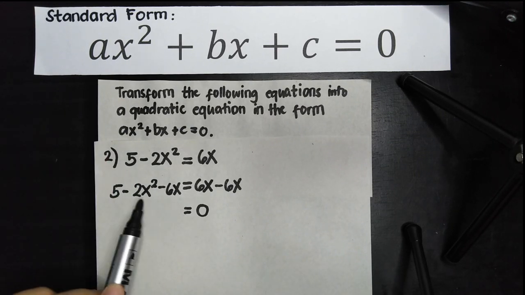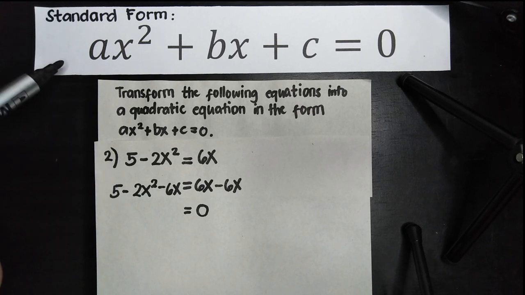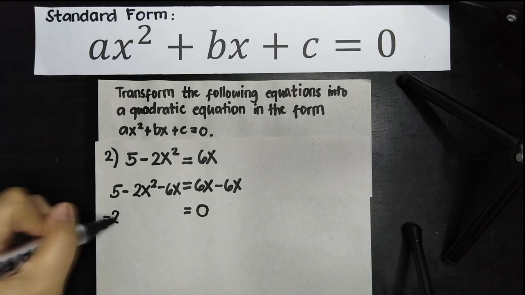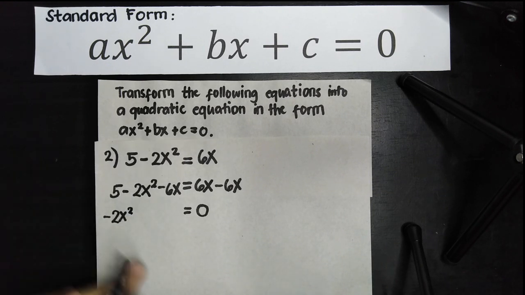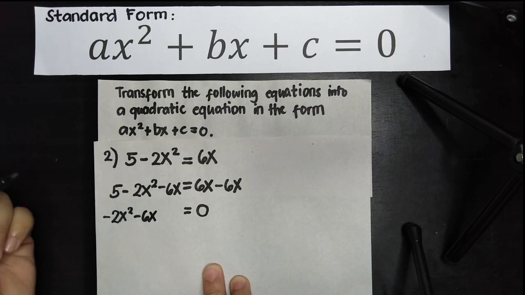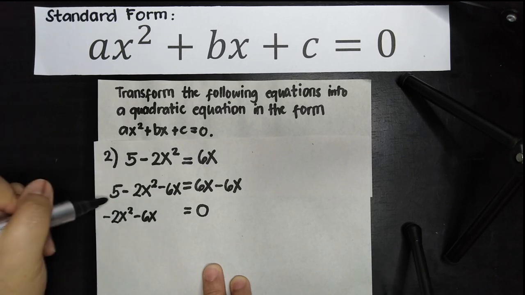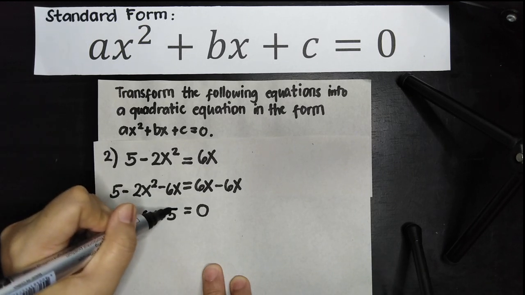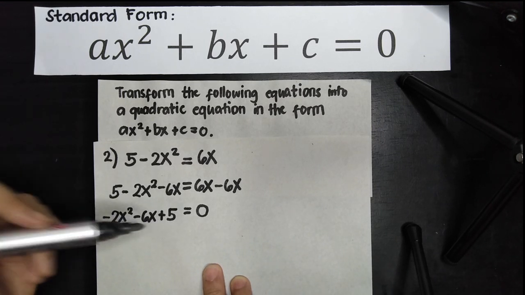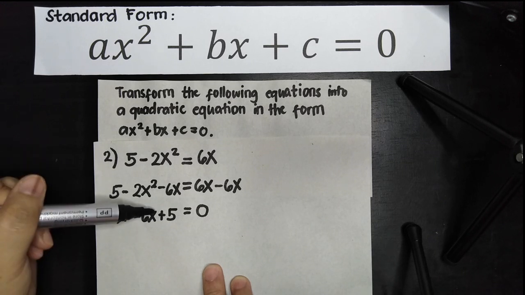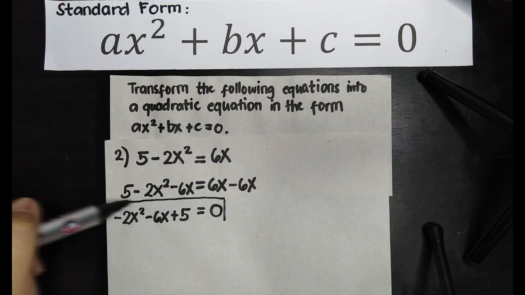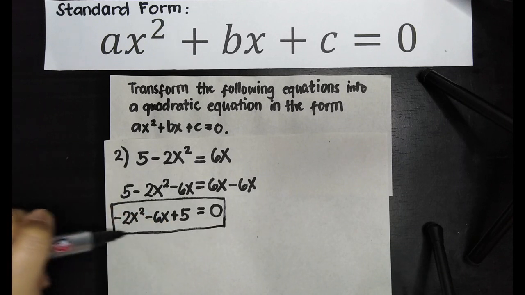Right now, we're going to rearrange these terms. Based on our standard form, we're going to have the quadratic term first, which is negative 2x squared, followed by negative 6x, which is our linear term, and then followed by our constant term, positive 5. So remember, it is descending order of powers from the power of 2, power of 1, and 0 power. So we now have our quadratic equation in standard form.